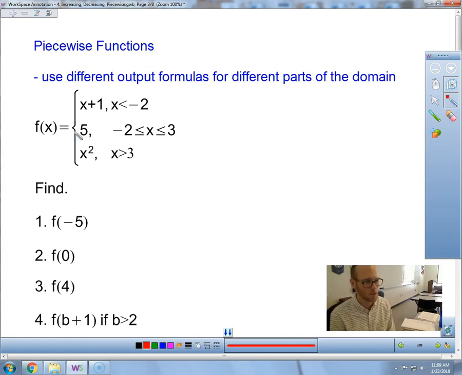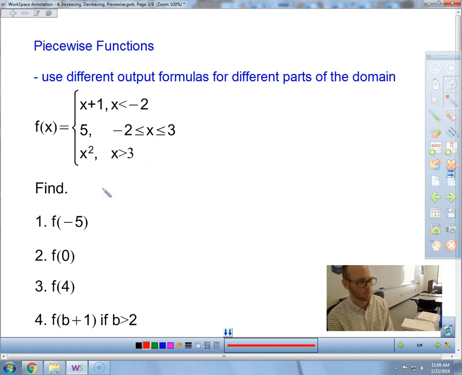Okay, so here's an example of a piecewise function. Our function f of x equals x plus 1 for x's that are less than negative 2. X is less than negative 2. That's what it is. Now, from negative 2 to 3, including negative 2 and 3, this function is equal to 5. And then greater than 3, it's equal to x squared. So we have the different formulas, these different outputs, depending on where in the domain we're looking.